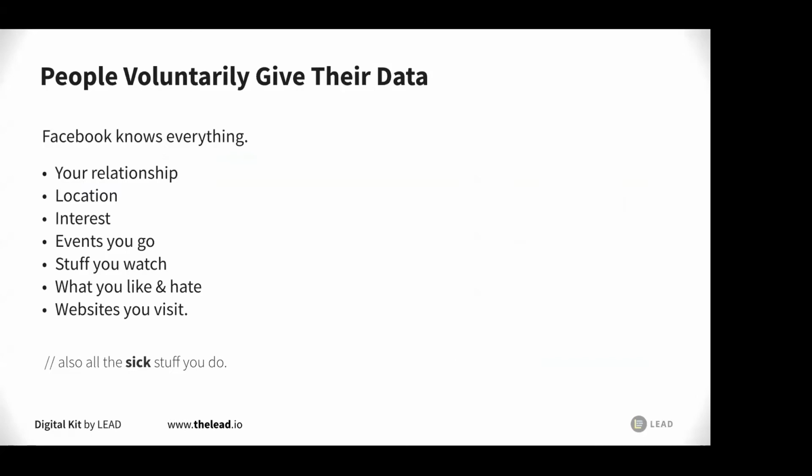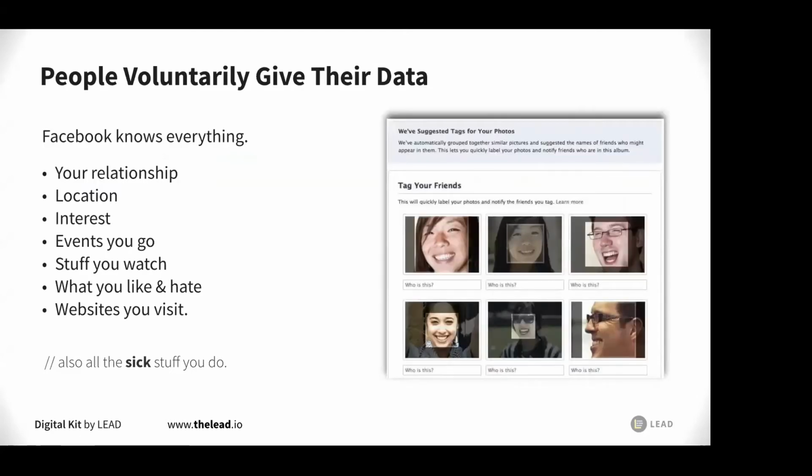All right. So another thing on Facebook is that people voluntarily give their data on Facebook. So if you're on Facebook, Facebook knows a lot about you. They even got into some data issues with the government recently. And Facebook knows every single thing. Your relationship, your location, because you post all these kinds of things. Your interests, what you like looking at, events that you go to, stuff that you watch. You watch videos on Facebook. Oh, they are tracking you.